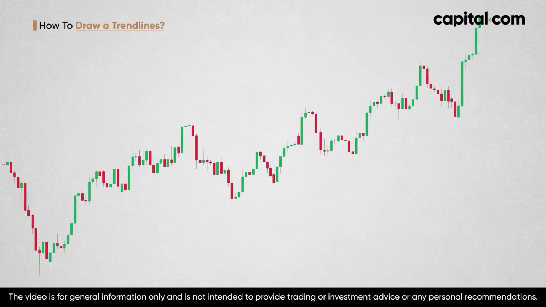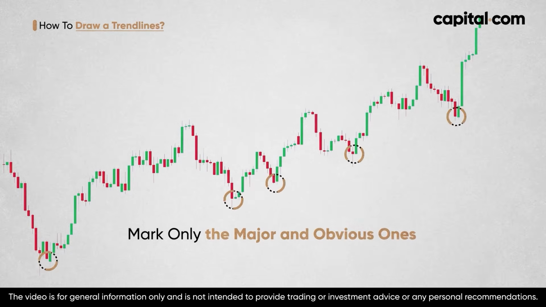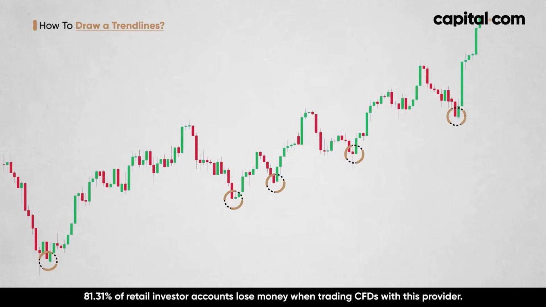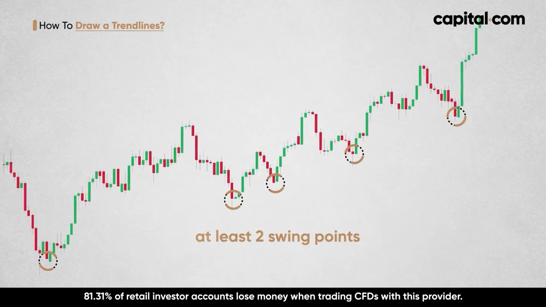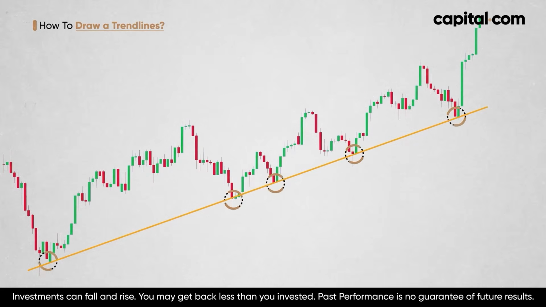Our job is to find as many swing points as we can on the chart. In this example, we can see several swing lows, but we should only mark the major and obvious ones. If a swing point is easy to spot, it's usually important. To draw a trend line, we need at least two major swing points. Once we find them, we draw a straight line connecting those two points. That line is the trend line.